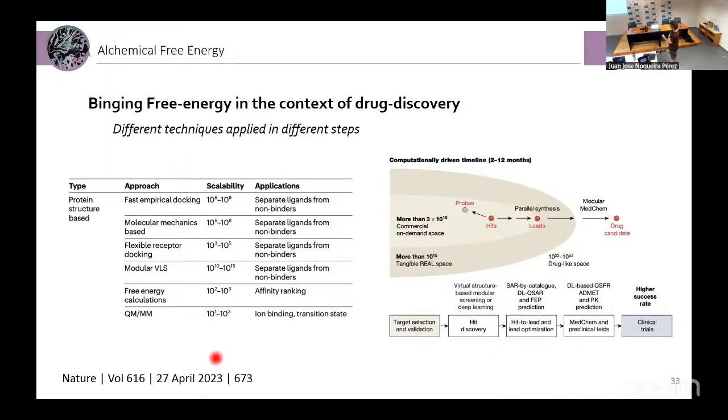So, this is something that I mentioned, but these are the scalabilities of the different methods. The alchemical free energy calculations are here. Docking is really fast, and these are the slow methods. Free energy calculations are slow, but are quite good, as you can see here, for the lead optimization process. So the idea is not to do free energy perturbation for discovering hits, that is the first step. The idea is to use these methods in order to optimize the lead.